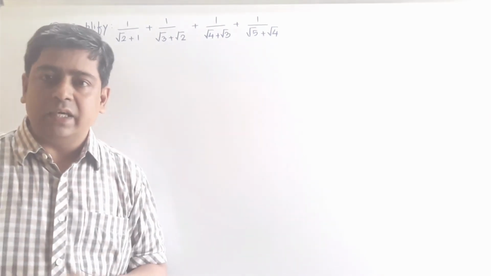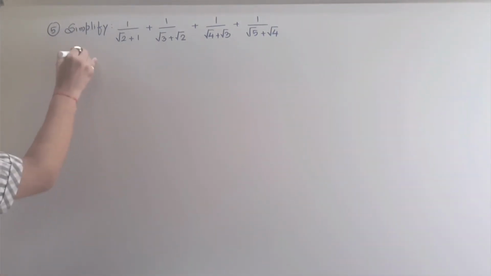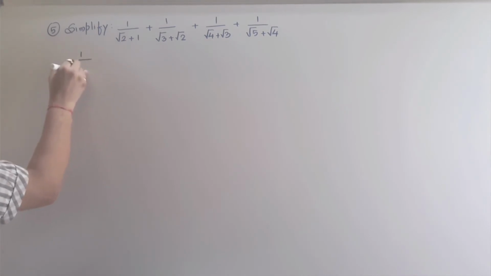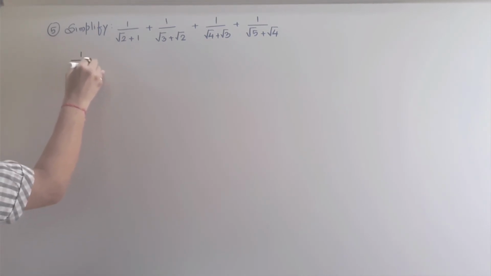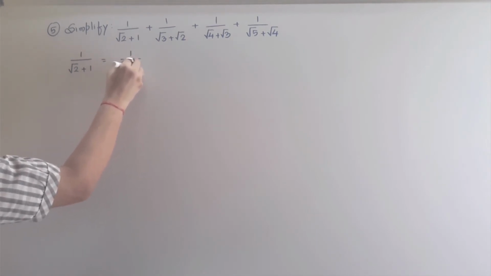So let us see part number one first. This one I am going to simplify. So let us consider 1 upon under root of 2 plus 1, is equal to 1 upon under root of 2 plus 1.